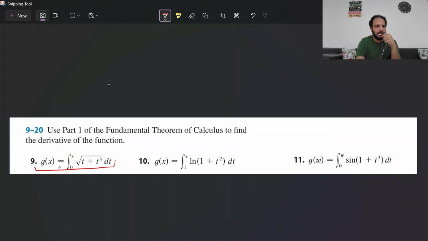Here you have integral from a number to x, right? Here you have 0 in your example. Okay? The fundamental theorem tells you what? When you differentiate this, you just put x inside. So easy, right? So g prime of x equals what? G prime of x is going to be f of x. Square root of x plus x cubed, right? Yeah. Thank you, Hamza.